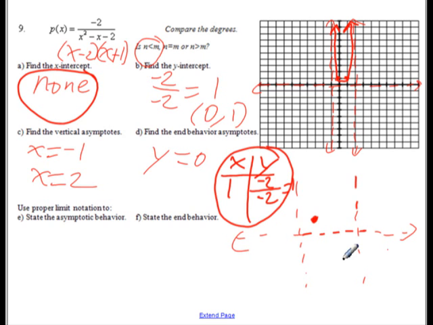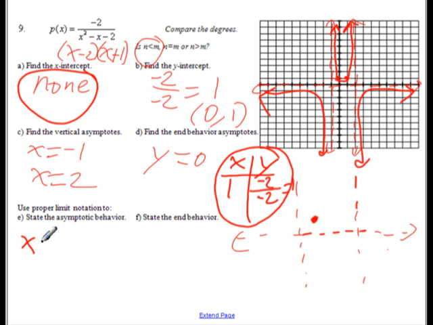You can be clever, or you can plug in a couple of points just to be sure, as long as you understand how to determine that this is what's happening. The rest falls into place. This one has to be doing something like that, and this one has to be doing something like that. And that is the sketch of our graph.